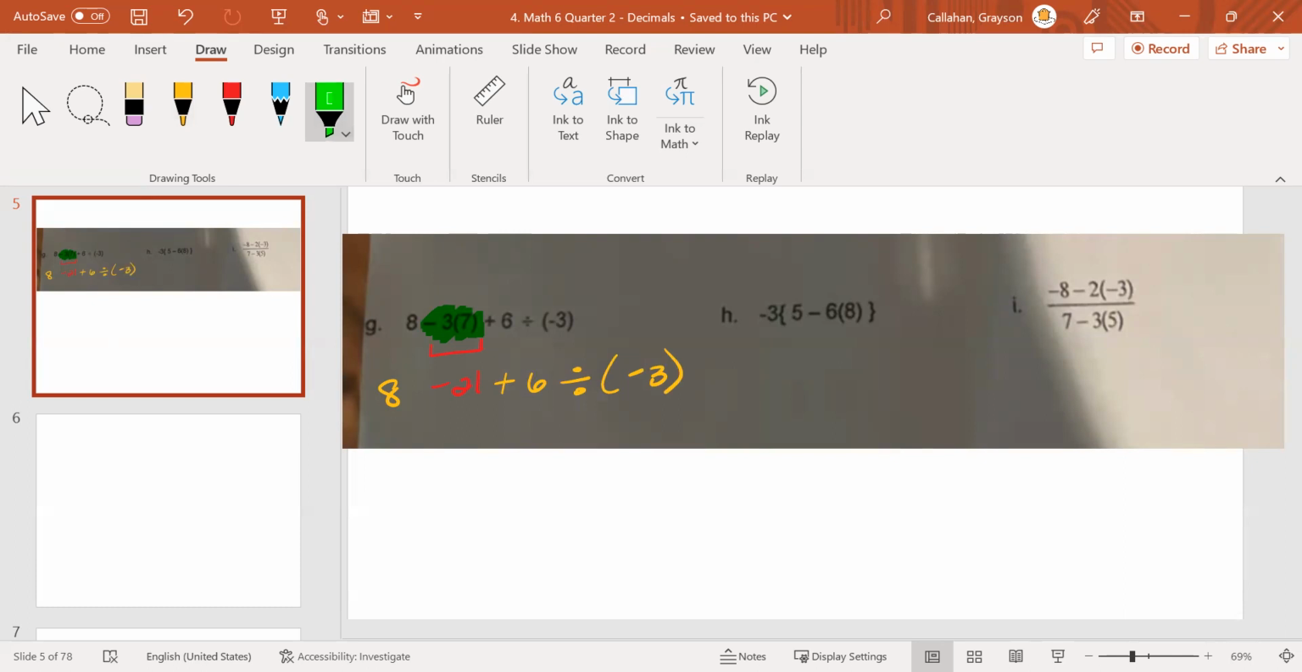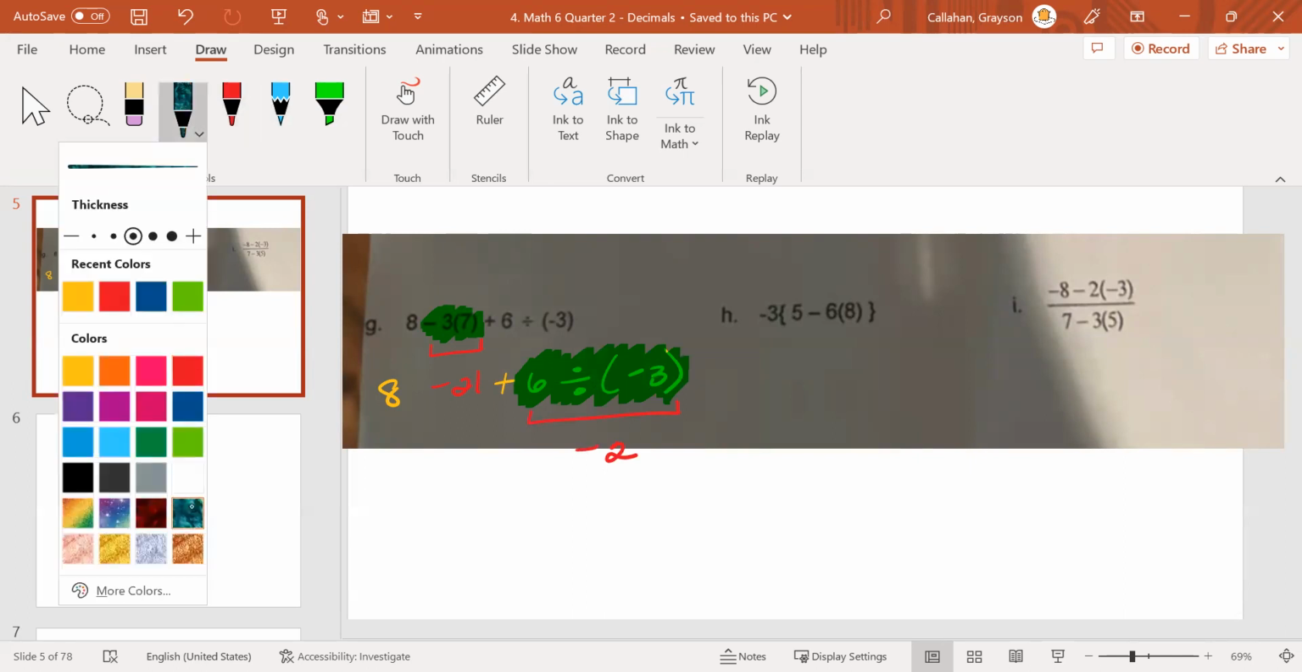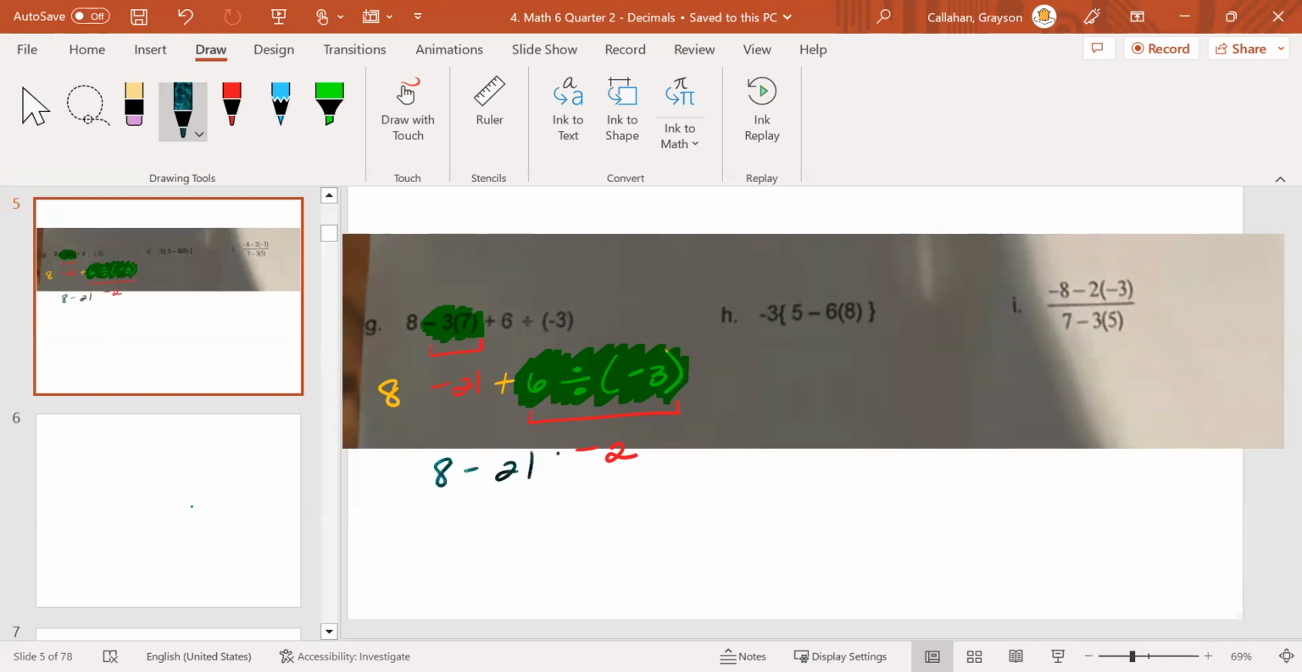Then I have a minus, plus, divide. Well, obviously, I'm going to do the division next, right? Yes. So then that piece right here gives me a negative 2. And you're going to write everything else down exactly the same. So 8 minus 24 plus negative 2, right?